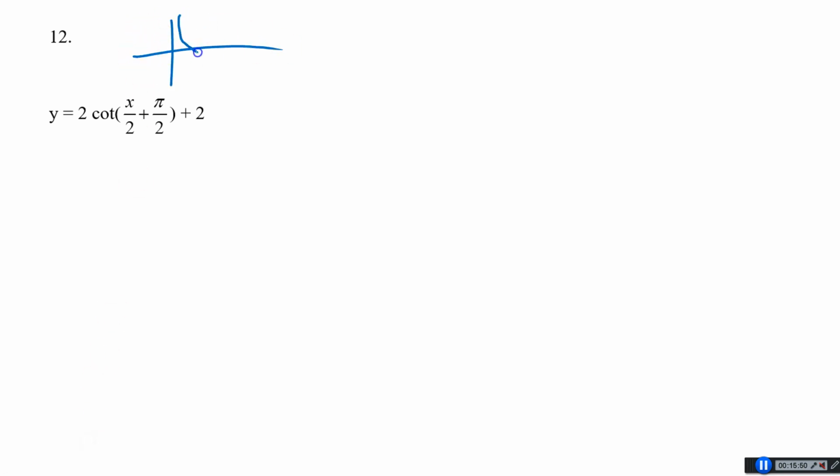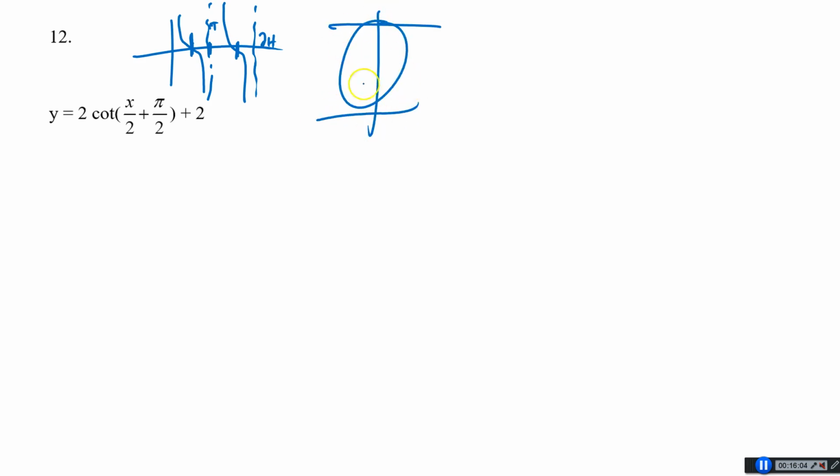Remember, the parent function looks like this. Asymptote at pi, 2 pi. Okay, it goes through 0 at pi over 2 and 3 pi over 2. That's because of the circle you're using, these cotangent lines. So you start off undefined, and then at pi over 2 you're at 0, and at 3 pi over 2 you're also at 0. At pi you're undefined as well.